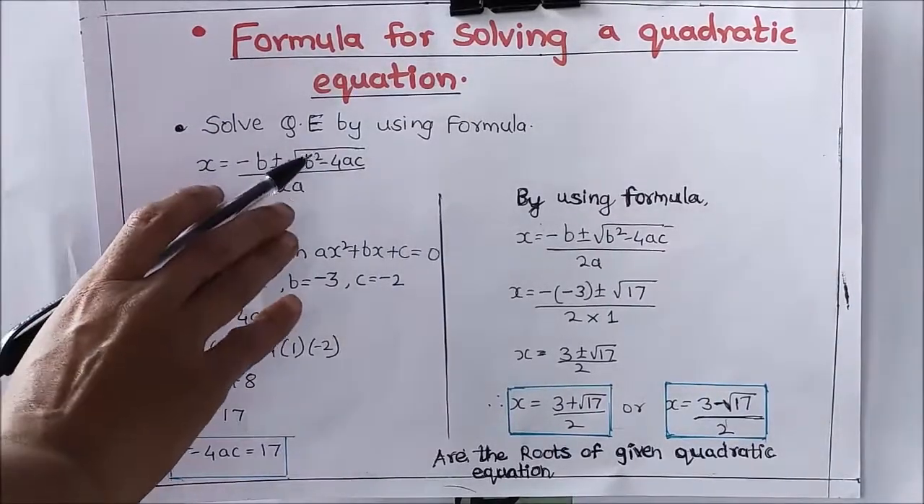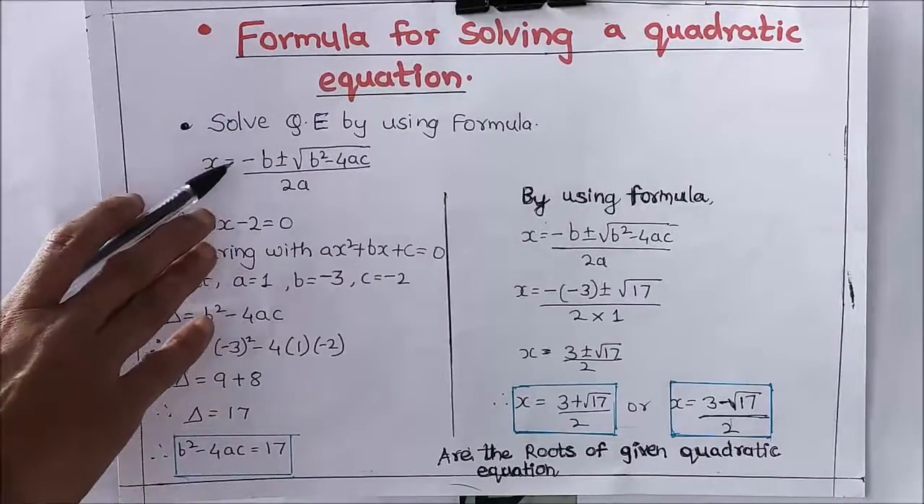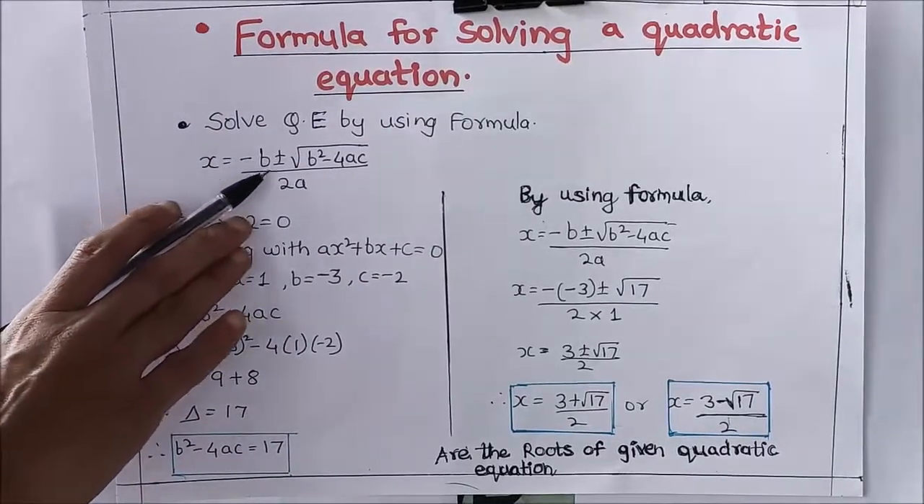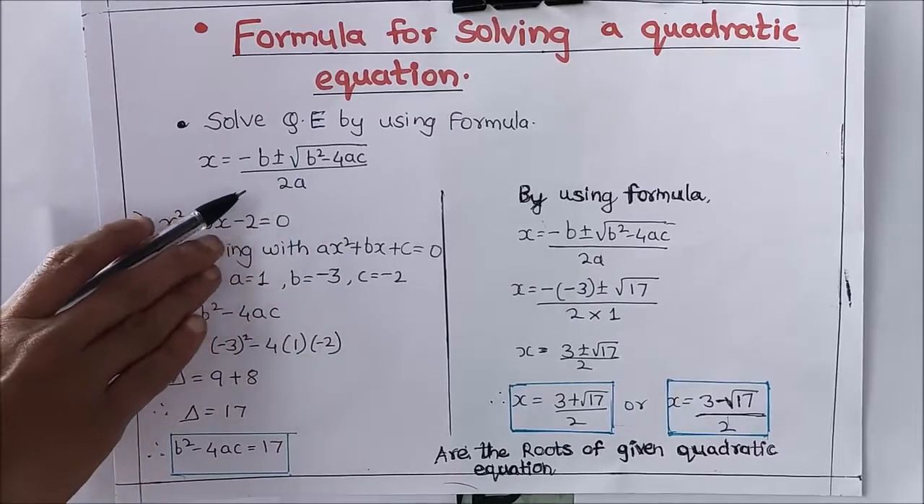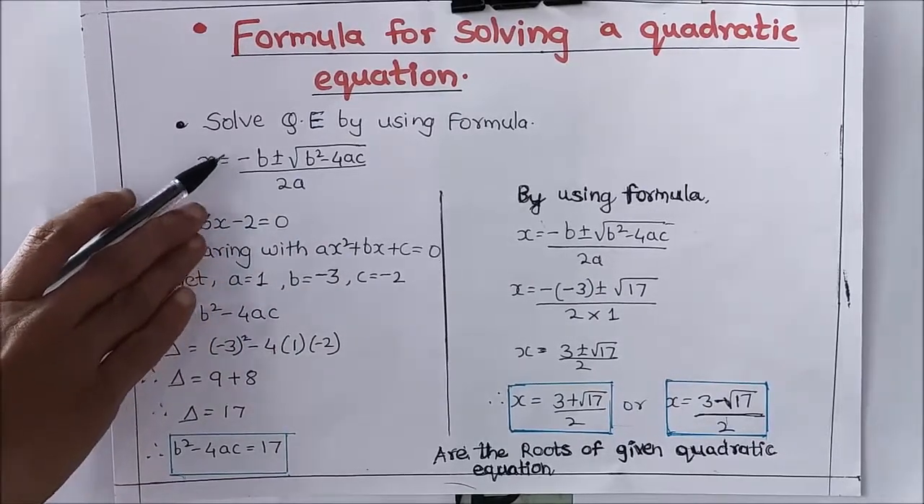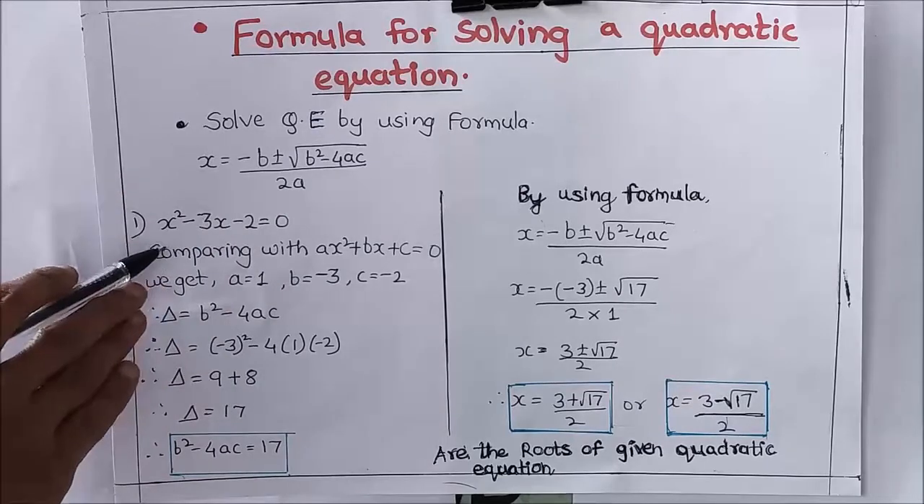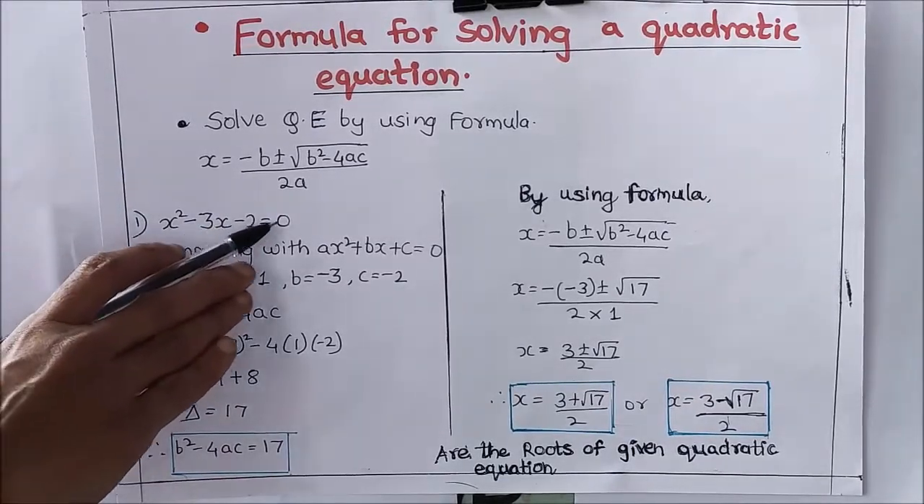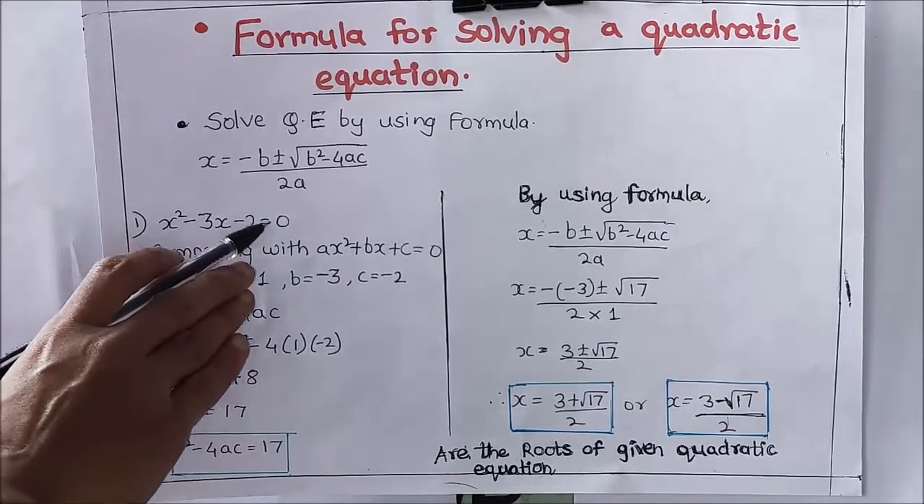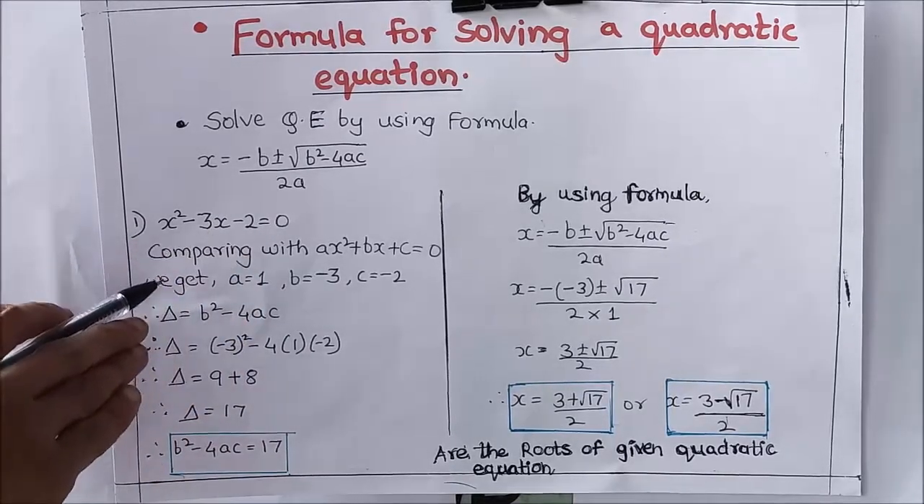Now we'll see the formula for solving quadratic equation. X equals minus b plus minus root of b square minus 4ac upon 2a is the formula for solving quadratic equation. Now here is an example. X square minus 3x minus 2 equals 0. This is a quadratic equation, given quadratic equation.